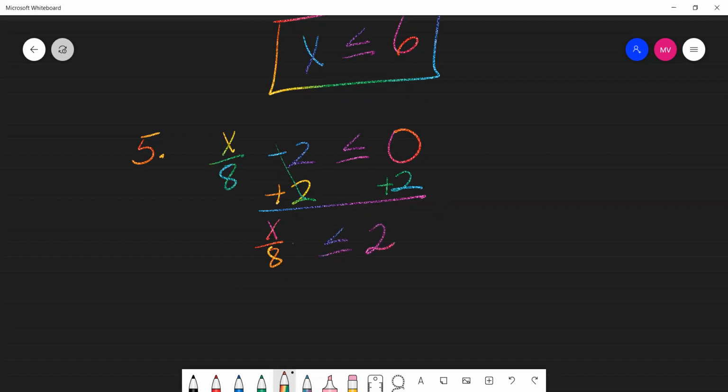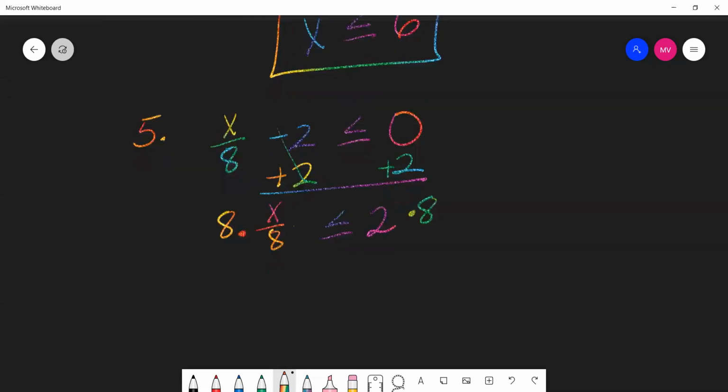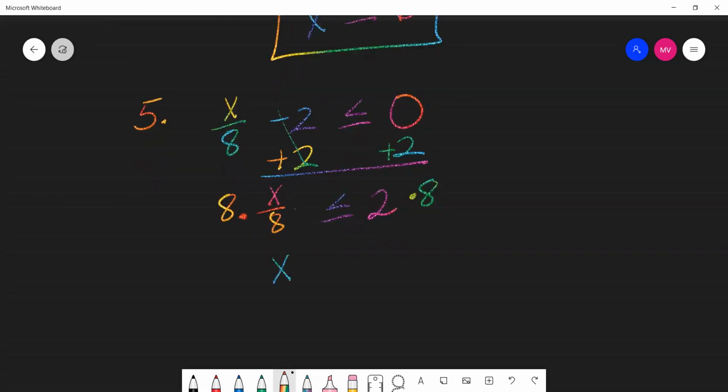All right, and what's the next step we need to do? Right. All right, and do we need to reverse our inequality sign? Okay, so it stays less than or equal to. Yep. And that's our solution. X is less than or equal to 16.